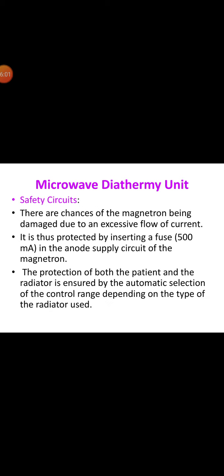And now let us see the safety circuits. There are chances of the magnetron being damaged due to excessive flow of current. It is thus protected by inserting a fuse of 500 milliamps in the anode supply circuit of the magnetron. The protection of both the patients and the radiator is ensured by the automatic selection of the control range depending upon the type of the radiator used.